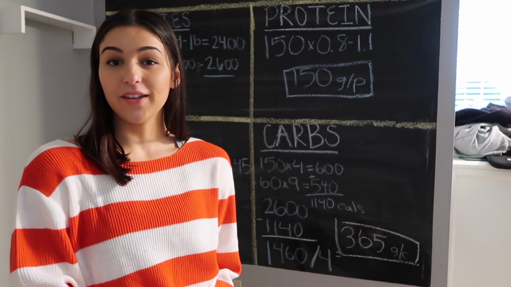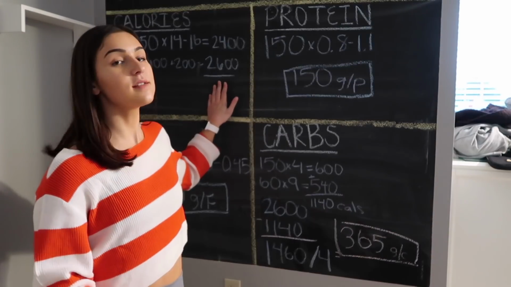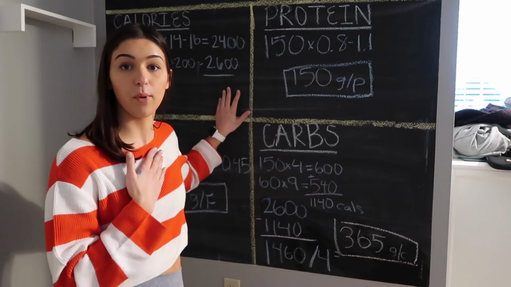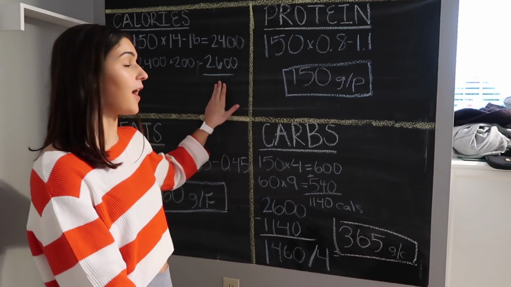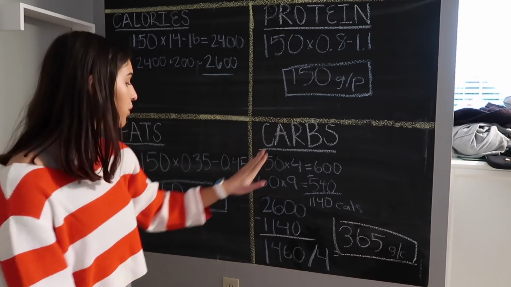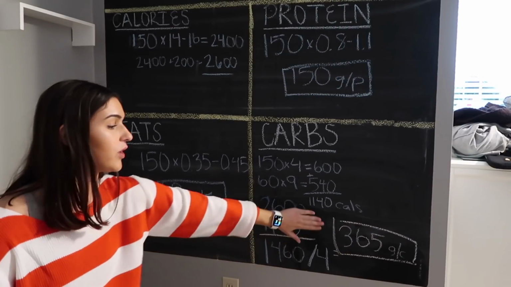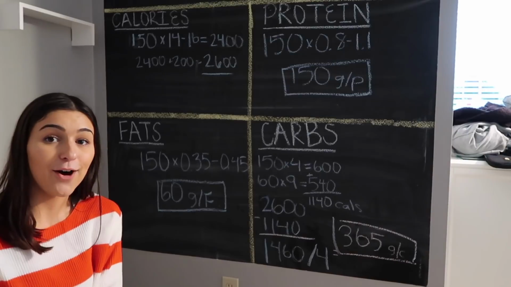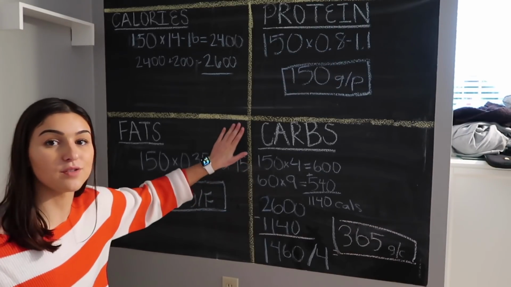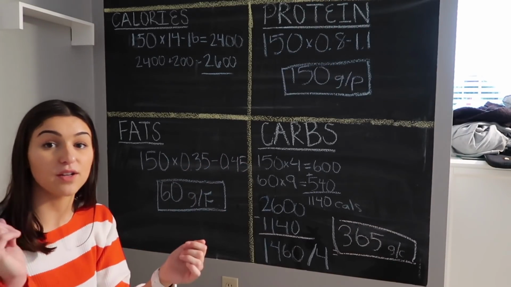Okay, so that's how you calculate your macros. In my case, if I were initially starting off my bulk, this is how I set my macros up. I started at about 2,600 calories, eating 150 grams of protein, 60 grams of fat, and 365 grams of carbs. And now I'm going to help you learn how to adjust this as time goes on, as you're seeing progress, as you're building muscle, or as you're losing fat.